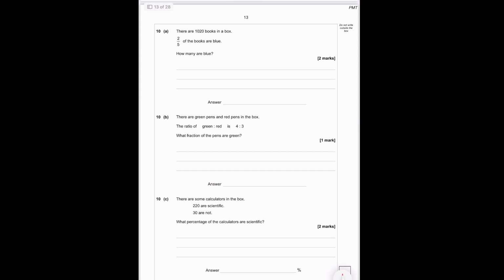There are 1,020 books in a bag. 2/5 of the books are blue. How many are blue? So very simply, 2/5 times 1,020 gives me 408. The ratio of red to green, ratio of green to red is 4:3. What fraction are green? So the total of my ratio is 7. The first number is green, so it's 4 out of 7.